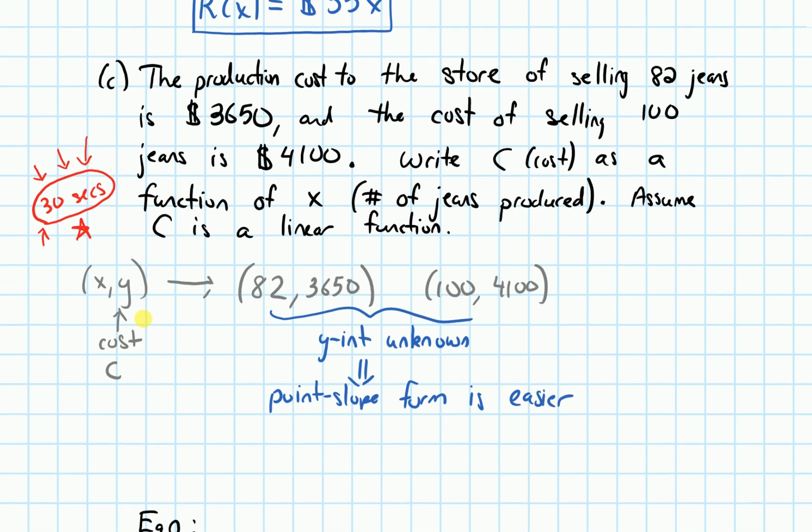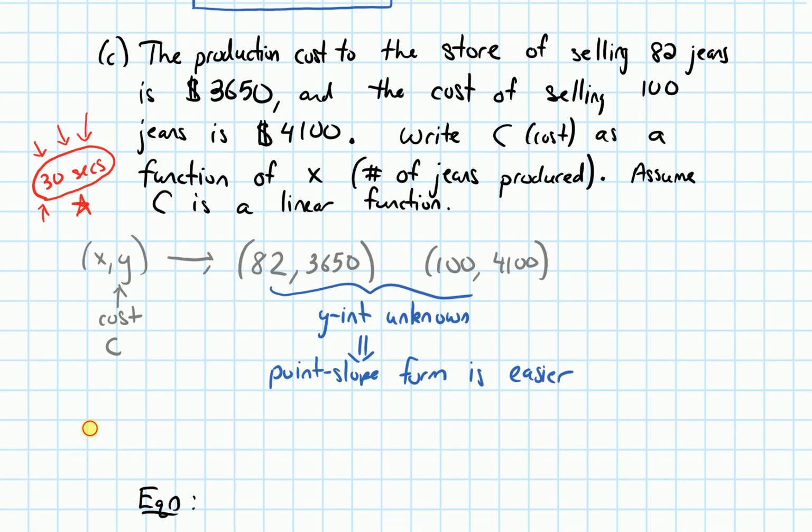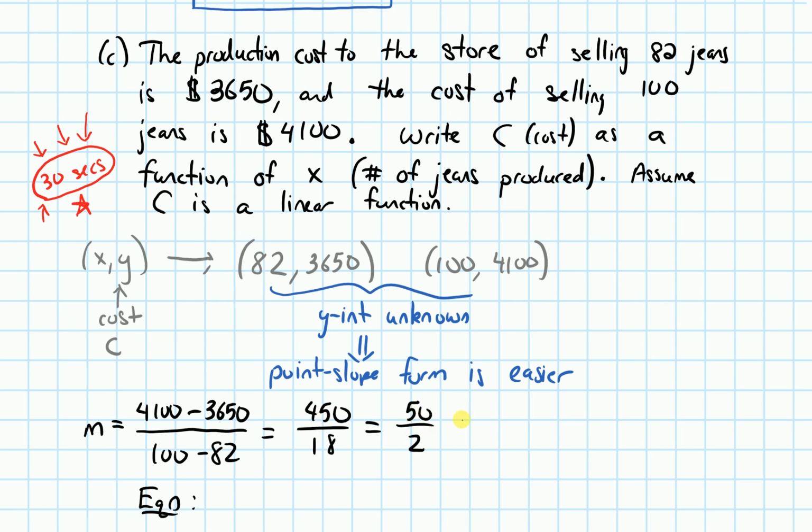Okay, so let's go ahead and write down the slope first. So the slope is going to be change in y, 4,100 minus 3,650 over the corresponding change in x, 100 minus 82. So the numerator is 450, the denominator is 18. So I could simplify this. I could divide the top and the bottom by 9, and that gives me 50 over 2. And 50 over 2, that's 25.